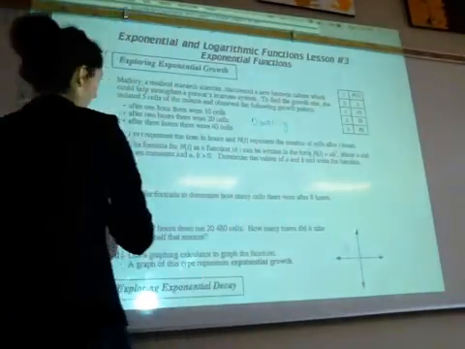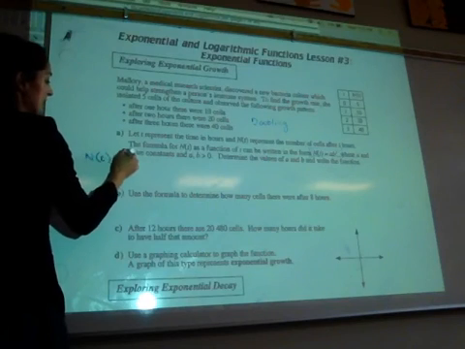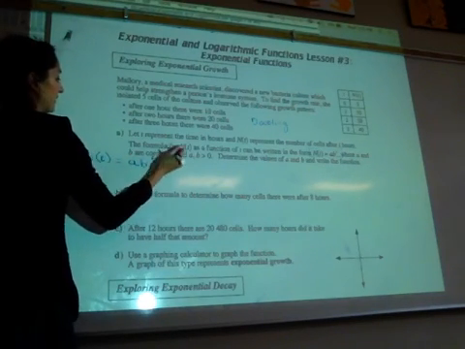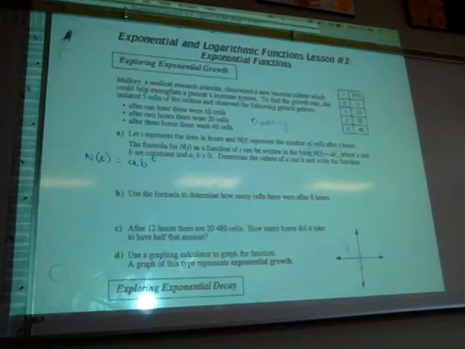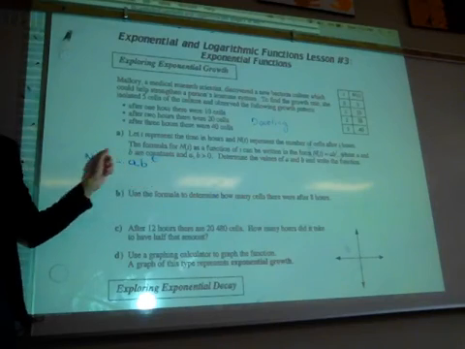Okay, so to do that, we're going to use the function that's given. So n of t is equal to a times b to the power of t. Now, do you guys remember an exponent that would set the constant equal to 1? If we raise anything to the power of 0, it equals 1. So why don't we sub in t is equal to 0 and we'll solve for a.